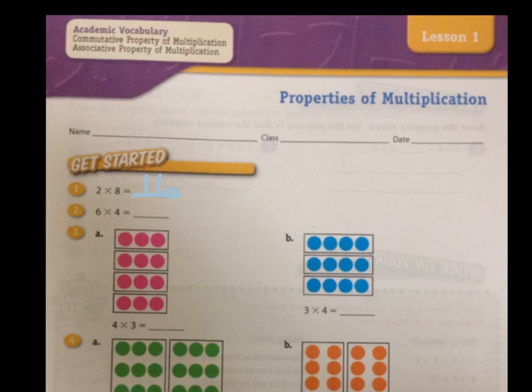Look at problem 3a. The problem is 4 times 3, which means 4 groups of 3. How many total circles are in the 4 groups of 3 circles? Of course that's 12, so your answer is 12. For 3b, the problem is 3 times 4, which means 3 groups of 4. How many total circles are in 3 groups of 4 circles? Of course, 12 also. Notice that 3 times 4 has the same factors as 4 times 3, but the factors are written in a different order.